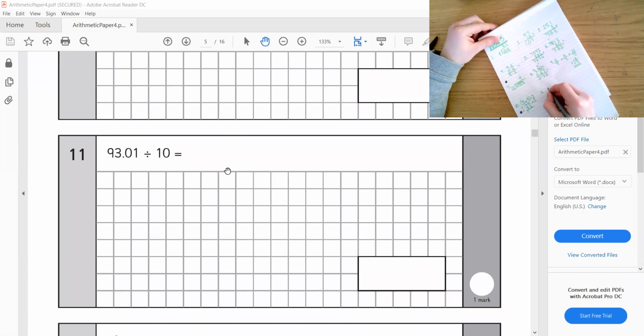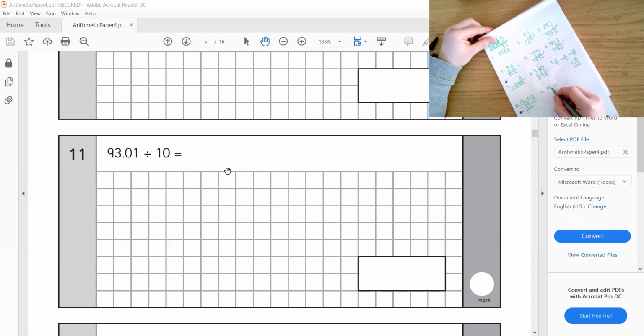Oh, nice and easy, this one. 93.01. I'm dividing by 10. Now it's dead easy to divide by 10. Remember, that's when we shift everything either 1 space to the left if I'm getting bigger, or 1 space to the right if I'm getting smaller. So if I put my decimal point in place there, I'm dividing. Those of you in my class will understand what I mean by moving to the window. We're going to get smaller.